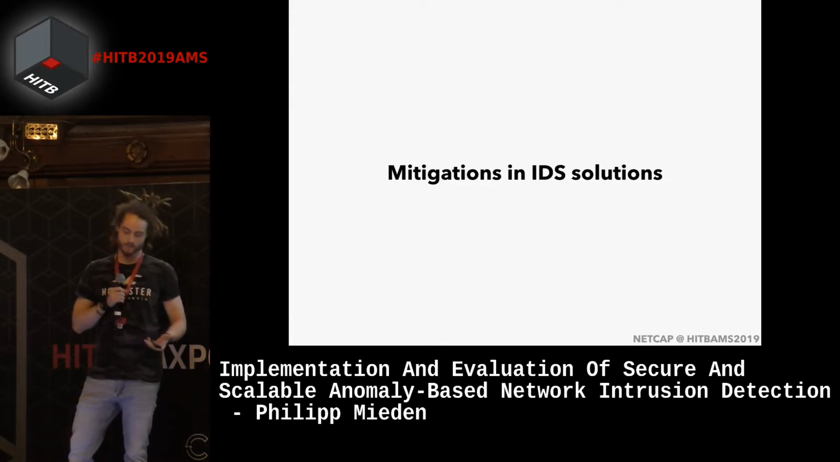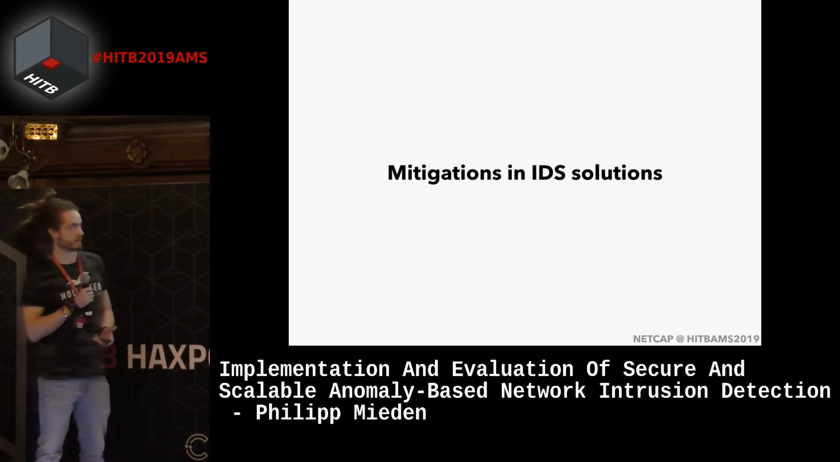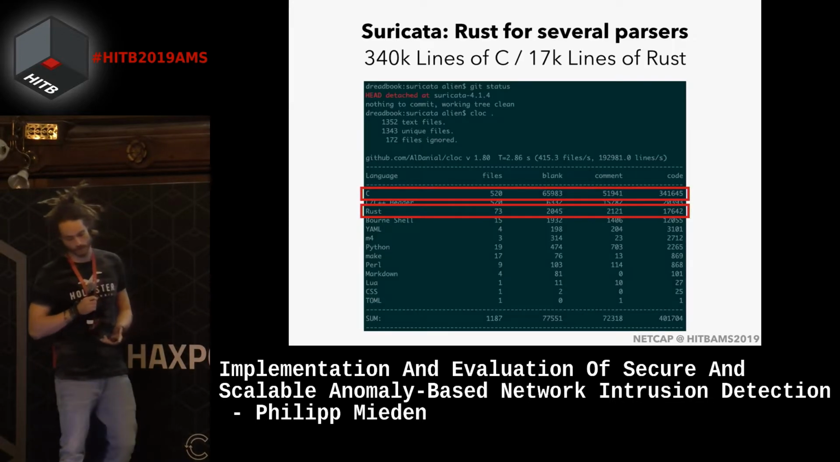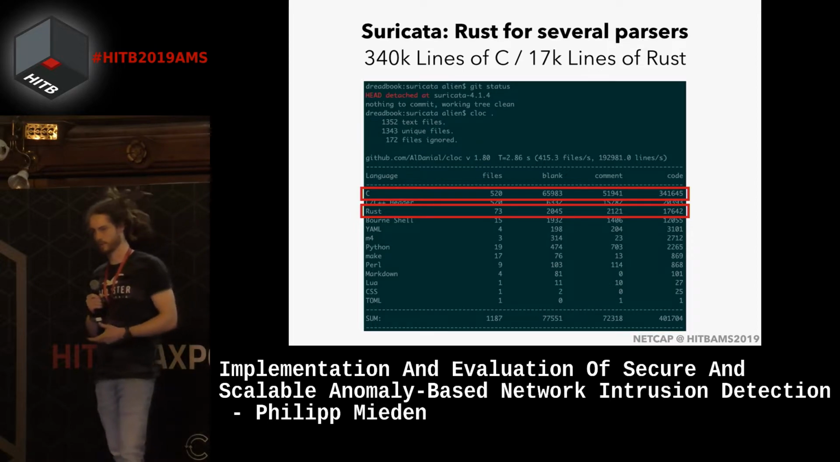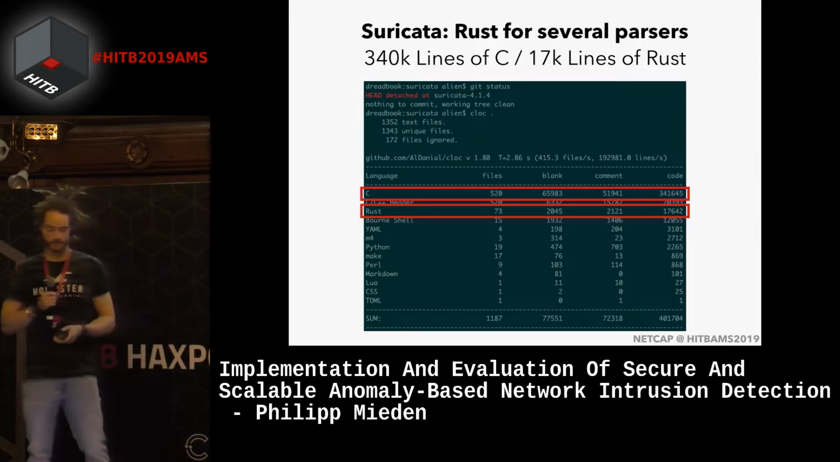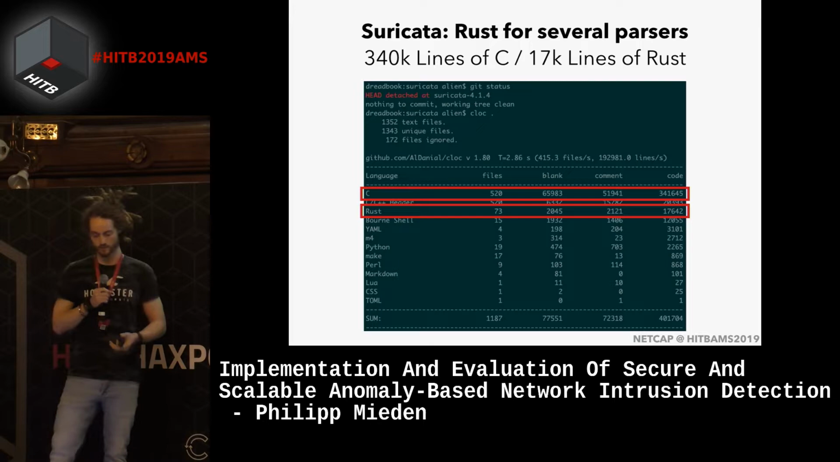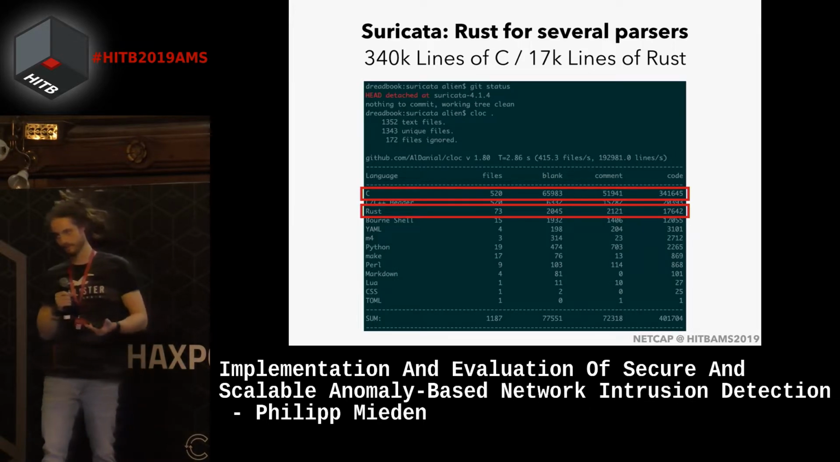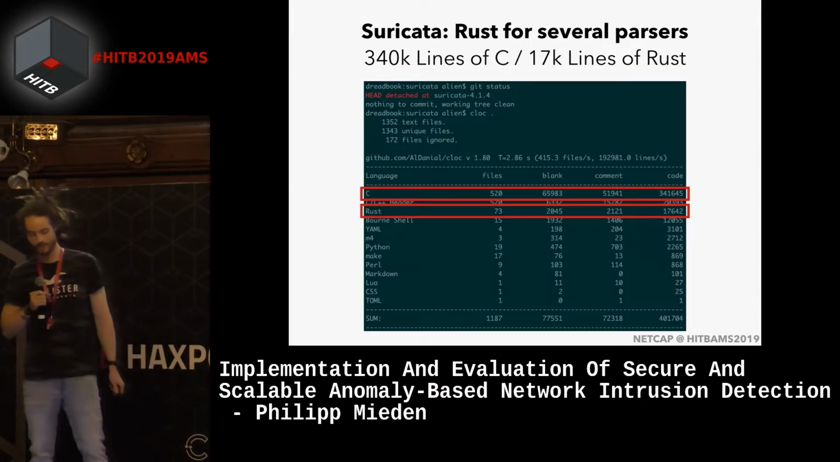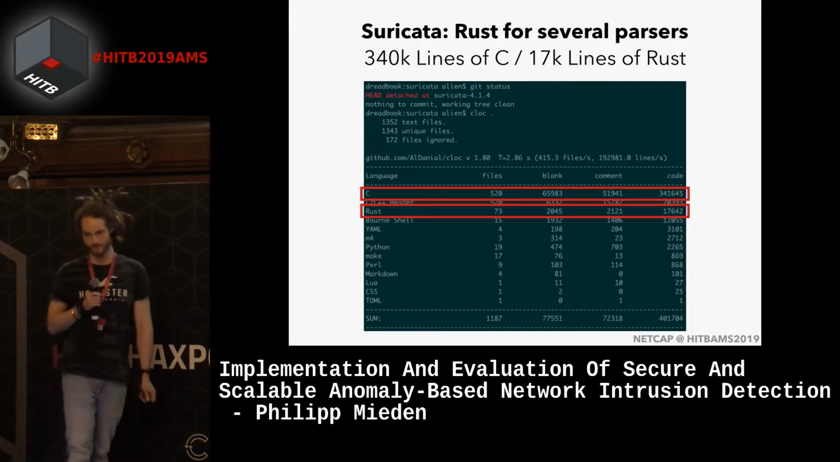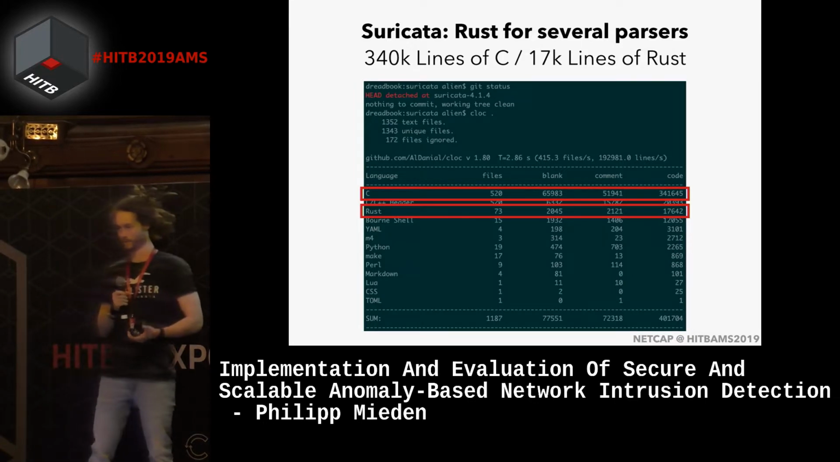So let's have a brief look at the mitigations in current intrusion detection solutions. Suricata is using Rust for several parsers. They started using Rust for the DNS parser, and by now there are certain other protocols also using Rust for parsing. But if you look at the ratio from C code to Rust code, well, the majority is still C. To be precise here, it's 340,000 lines of C to 17,000 lines of Rust. So still a long way to go.